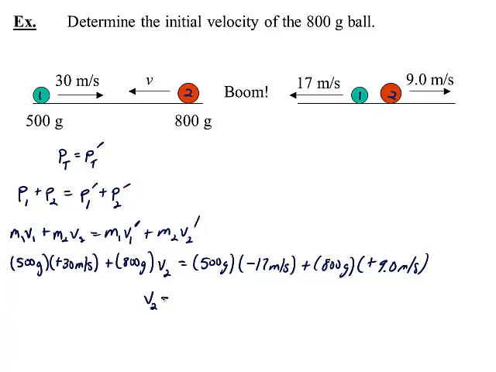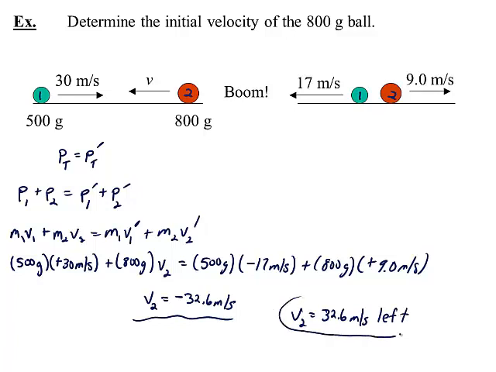By the time you plug all those numbers in your calculator and work all that out, you get negative 32.6 meters per second. So the velocity of ball 2 before the collision is 32.6 meters per second to the left. And whether you stick with the negative sign or you just have it as left, doesn't make a difference. As you remember from Physics 20, just don't put both, because that's wrong.